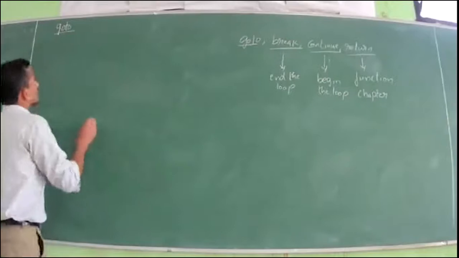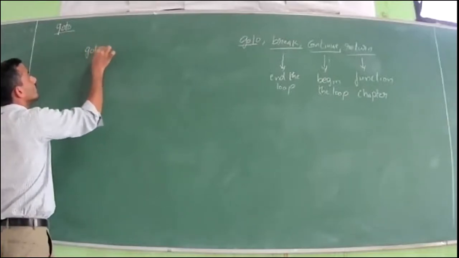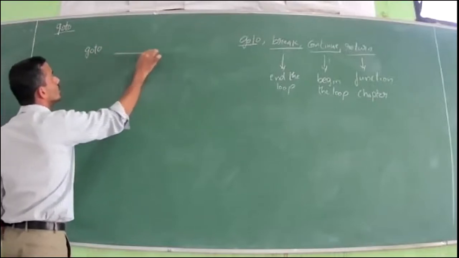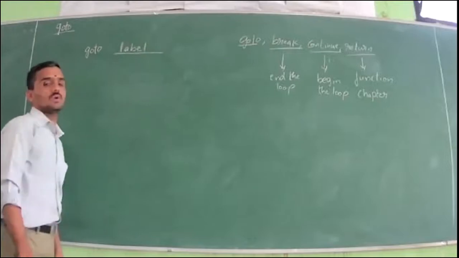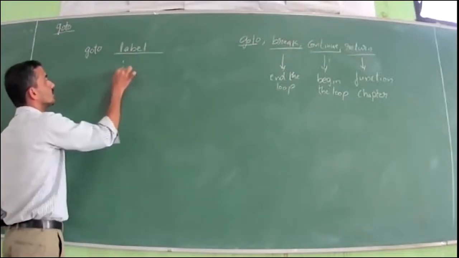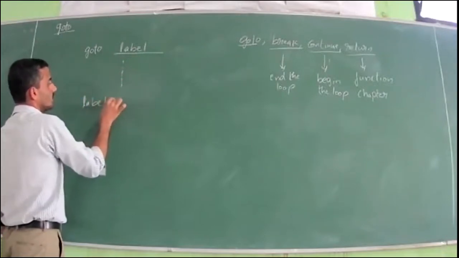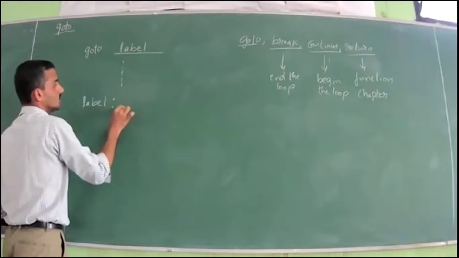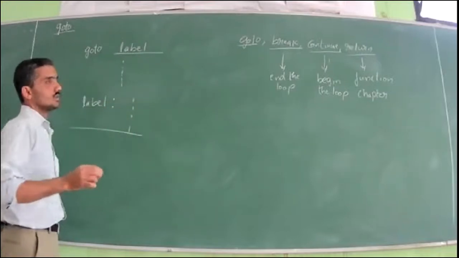See, when I use the word goto, in front of goto we have to write the label. After that, we can write some statements, programming statements. Then that label should be written here, label, colon. So again some statements, right? In this way also we can write the goto statement.